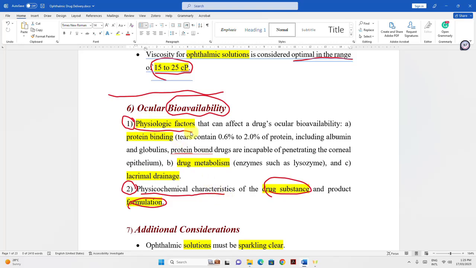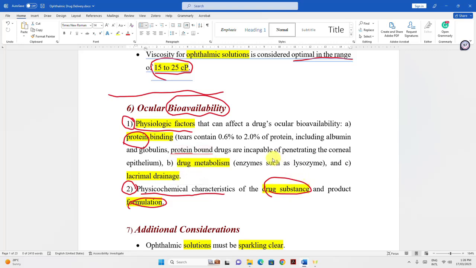What about the physiologic factors? Well, you need to consider the following. First, there are proteins in the eye. Actually, tears contain from 0.6 to 2% of albumin and globulin. And drug can bind to these proteins. The drug, when you administer it, may bind to these proteins. If the drug binds to the protein, the bound drug will not be available for absorption until the drug becomes free. So it can affect bioavailability.